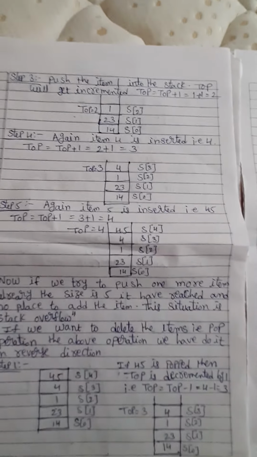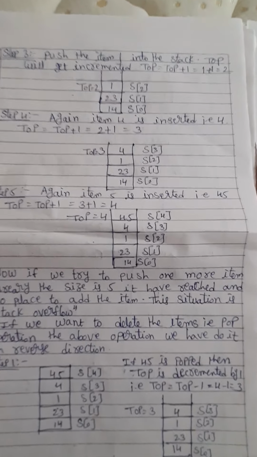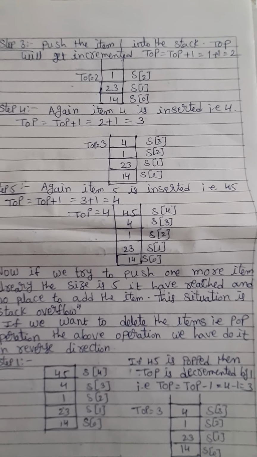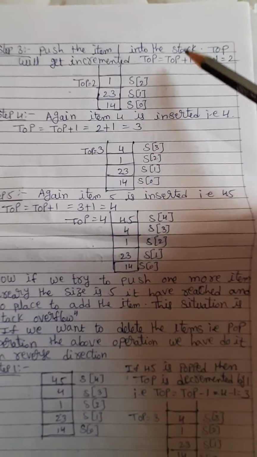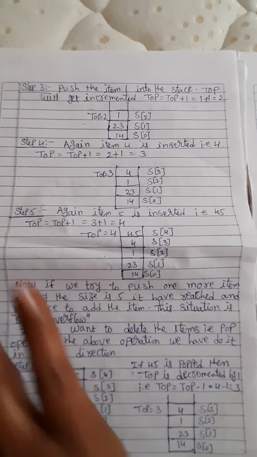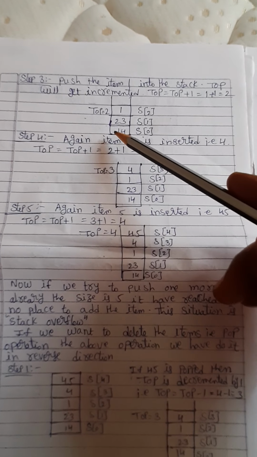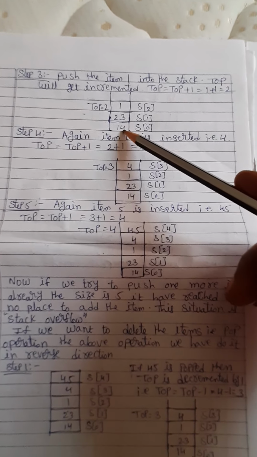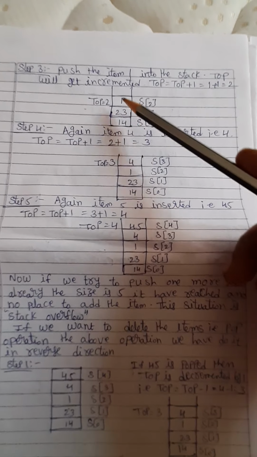Now if you want to push another item into the stack, the top value will be incremented by 1. Already the top value is 1. 1 plus 1 will become 2. And now we have inserted 3 elements into the stack, that is 14, 23 and 1.